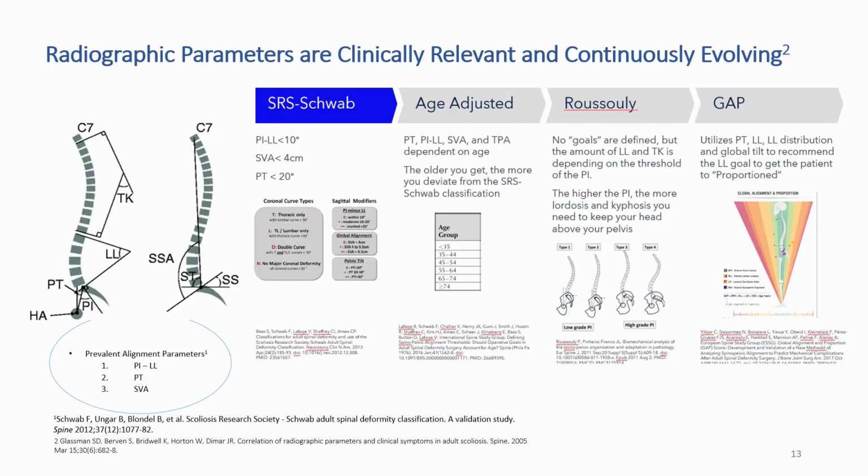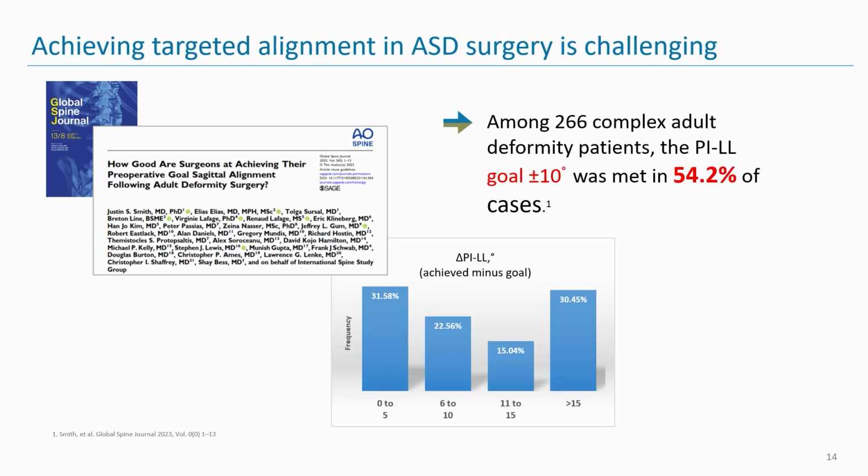get something better? We've all learned about radiographic parameters. These are important because we've evolved our understanding of what things look like, but we understand that optimally we need to get patients walking within the cone of economy and within specific parameters that will optimize their longevity and function.